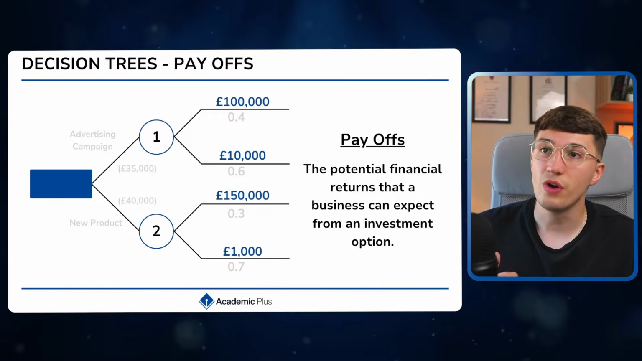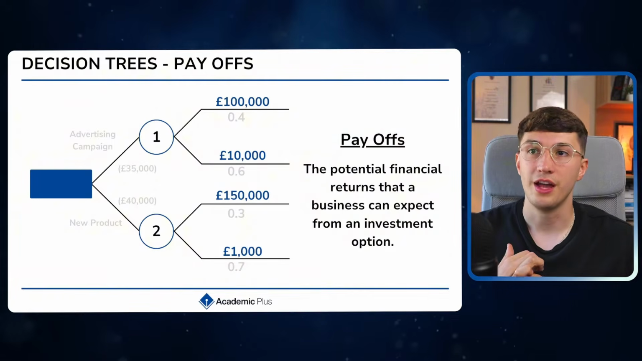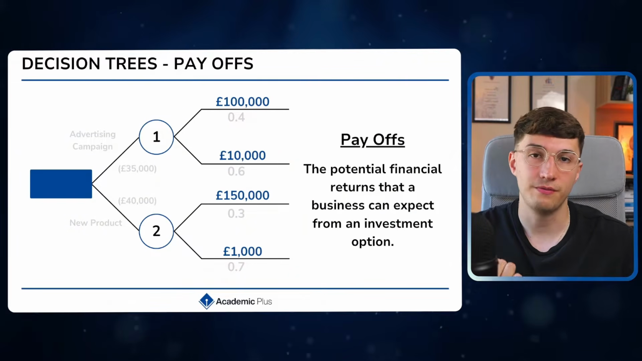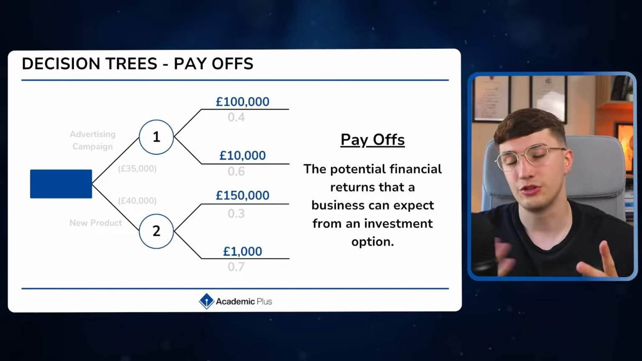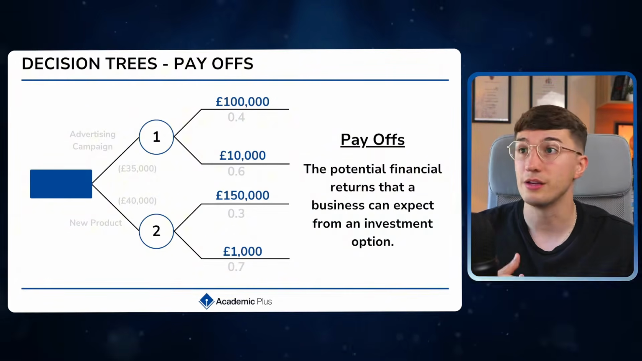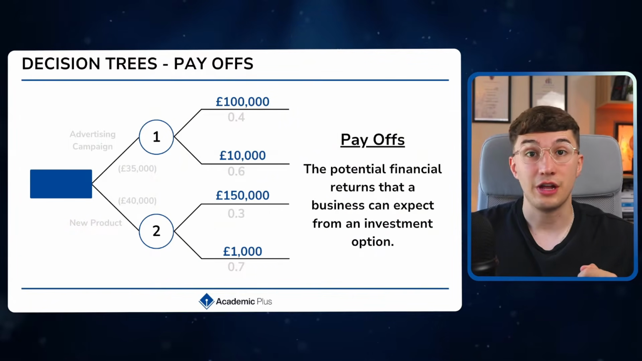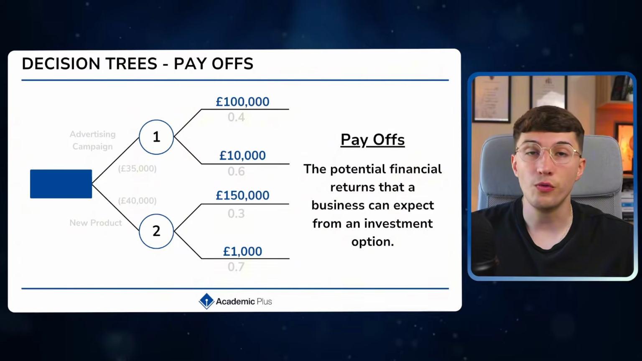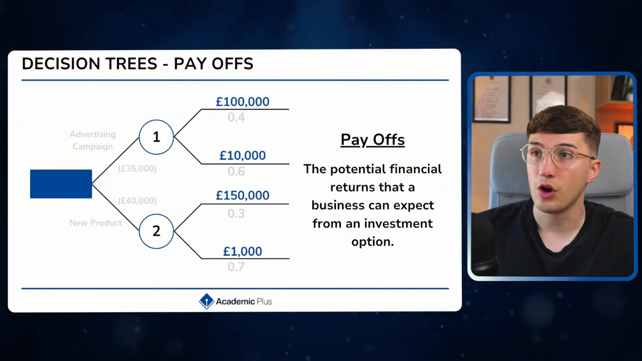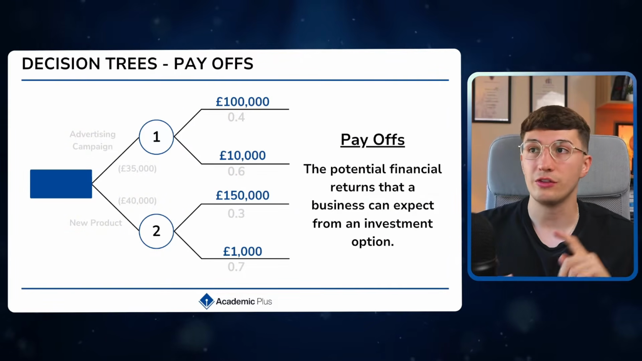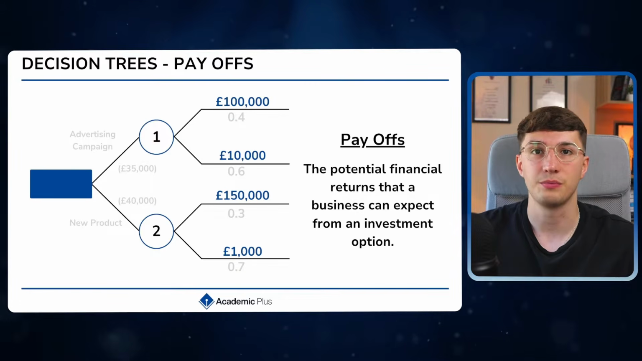Then the numbers in blue represent the payoffs for the business. These are the potential financial returns that a business can expect from an investment option. We can see that there are two for each option, so for each decision that we could make. With these payoffs, one of them will be a scenario where the decision has gone really well, and the other one will represent if the decision hasn't gone so well. So for the advertisement campaign, if it does pay off well, it's going to make us £100,000. If it doesn't pay off well, it's only going to make us £10,000.